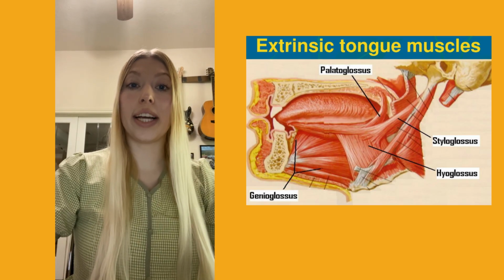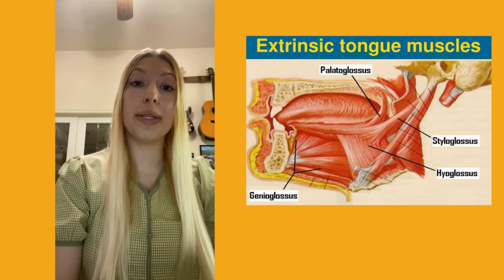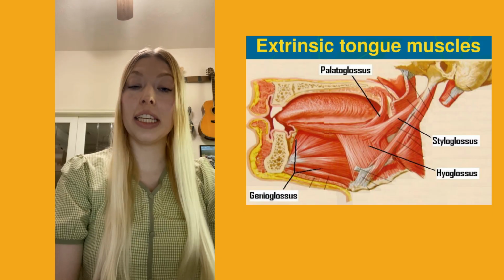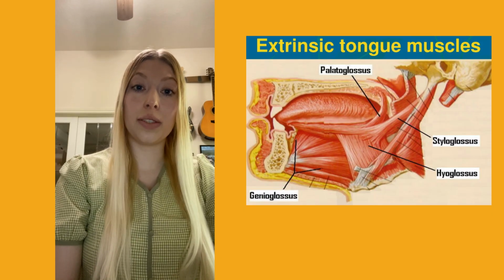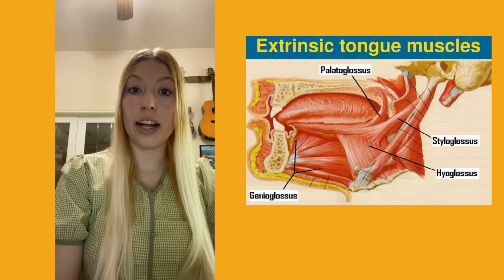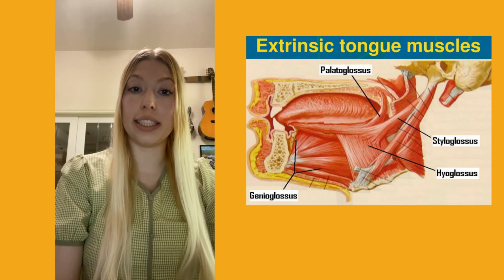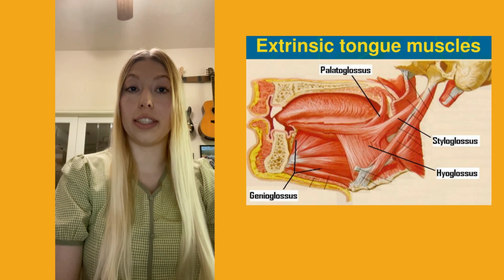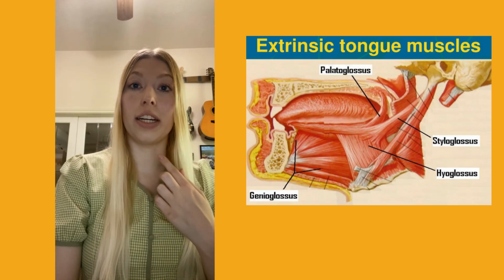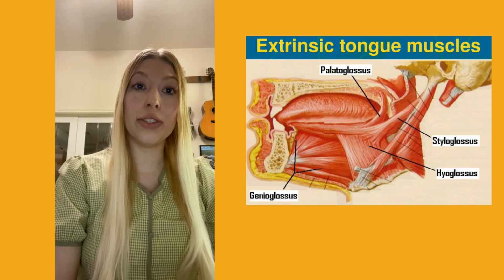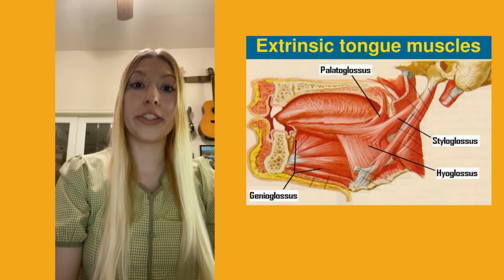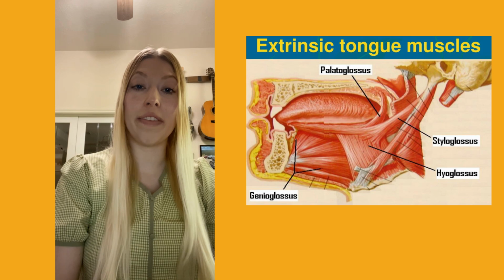The tongue also has extrinsic muscles which help position the bolus. These include the genioglossus, which protrudes the tongue, the hyoglossus, which depresses it, and the palatoglossus, which elevates the back of the tongue. These extrinsic muscles are innervated by cranial nerve 10 primarily, the vagus nerve.